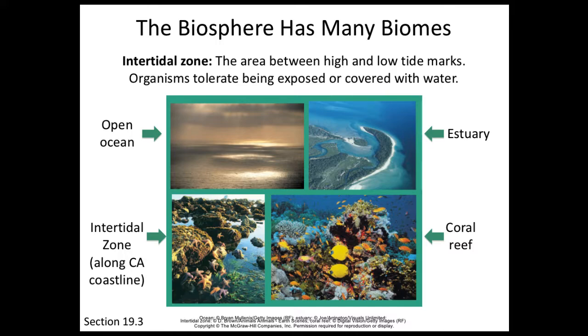Our next biome is the intertidal zone. These are where we find things such as tide pools, and they are found all along the California coastline. The intertidal zone is defined as the area between high and low tide marks. Organisms must therefore tolerate being exposed or covered up with salt water.